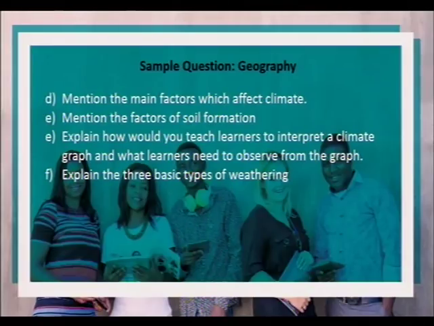Explain how you would teach learners to interpret a climate graph and what learners need to observe from the graph, which means that you first need to know what a climate graph is, and then what you should observe from a climate graph before you can teach it to your learners, and that is very important.